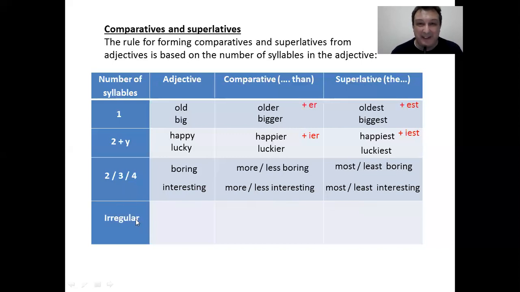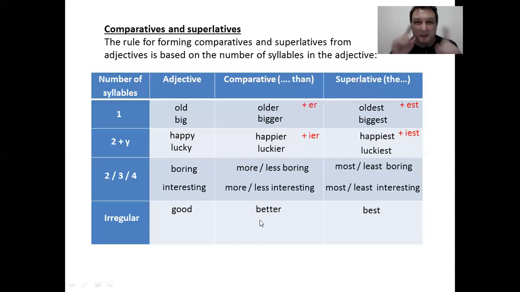The final group are the irregular adjectives. These are adjectives which don't follow the rules here, and the comparative and superlative is really different. For example, good. Good has one syllable, but we can't say gooder. Gooder doesn't exist. In this case, good changes to better. It's irregular. And the superlative is very easy. Just think about the football team, Liverpool, my team. It's the best, of course.